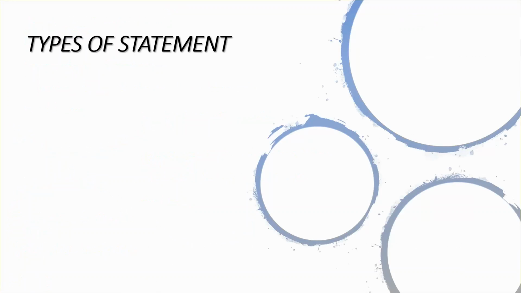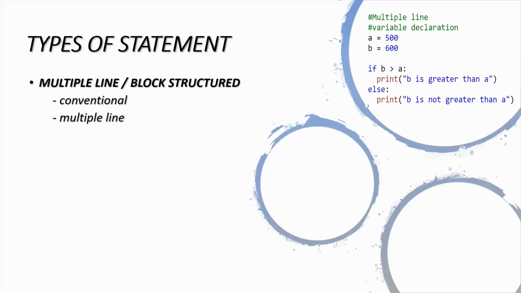We have three types of statements. The first one is the multiple line type. This conventional type of statement is frequently used for easy code tracing. An identifier for this type of statement is that the code or command is always below the if line and below the else or elif line.